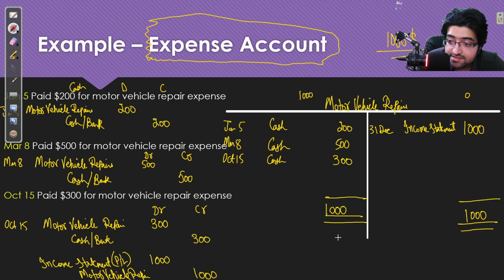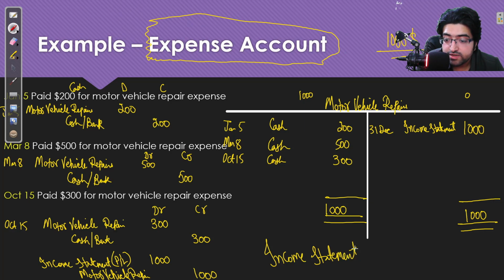I will not carry this 1000 down here. No, because this account is closed there and then to the income statement. Okay. So remember, whenever the income statement gets debited when an account is closed, which is usually or always an expense account, whenever the income statement is debited, it means your profits will go down.